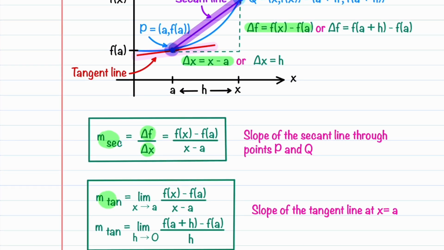The first way is it's defined as the limit as x, up here on our graph, approaches a, of delta f divided by delta x, the same one that we used for the secant line. Or it's defined another way: the slope of the tangent line is the limit as h approaches 0, where h is just the distance between x and a. So as x approaches a, h is going to approach 0, where delta f up here in the upper right is f of a plus h minus f of a, and then delta x is just h.